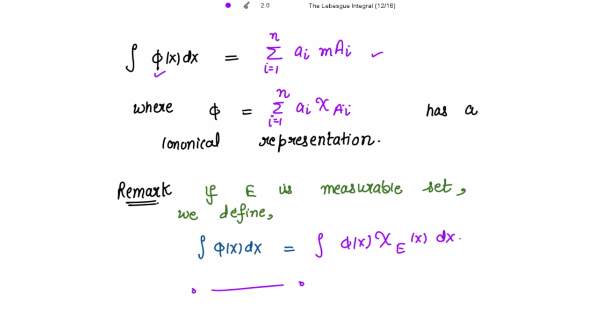So it is often convenient to use representations which are not canonical. So the lemma is very useful, which will be discussed in the next video. Thank you.